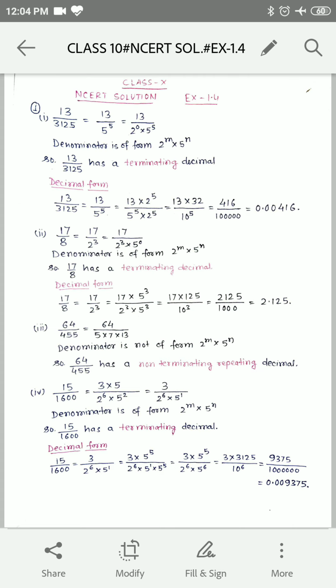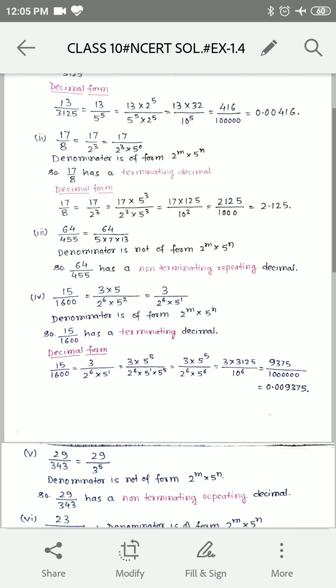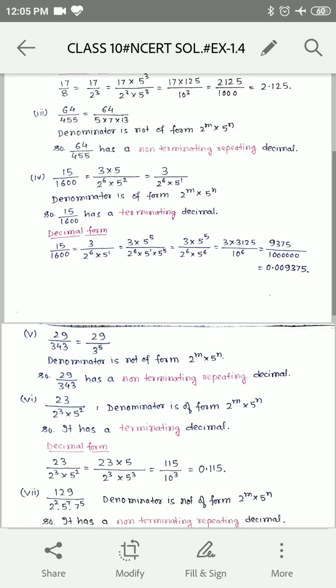15 by 1600 can be written as 3 upon 2 power 6 multiply 5 power 1, equals 3 multiply 5 power 5 upon 2 power 6 multiply 5 power 1 multiply 5 power 5. That means we are getting 3 multiply 5 power 5 upon 2 power 6 into 5 power 6, that is 3 multiply 3125 upon 10 power 6, and the decimal expansion of it is, after shifting the decimal, we get 9375 upon 10 to the power 6, that is 0.009375.